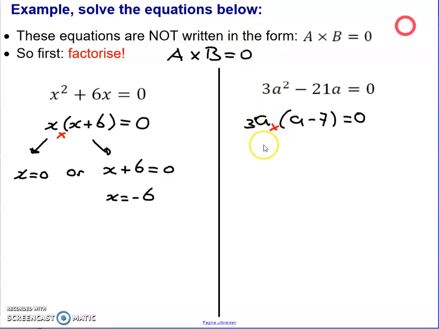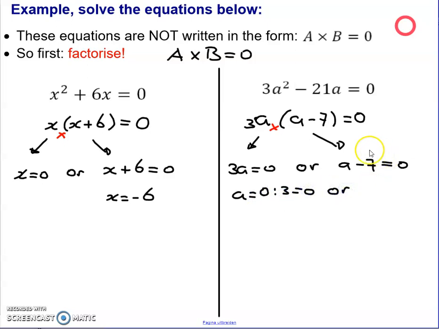And I can write down, well, then 3a should be 0, or this part needs to be 0. And then I have two equations I can solve. 3 times a is 0. So a will be 0 divided by 3. And that's 0. Or, over here I need to know what the value of a will be. I have to get rid of minus 7. So we do plus 7 on both sides. And then I will find my second solution.